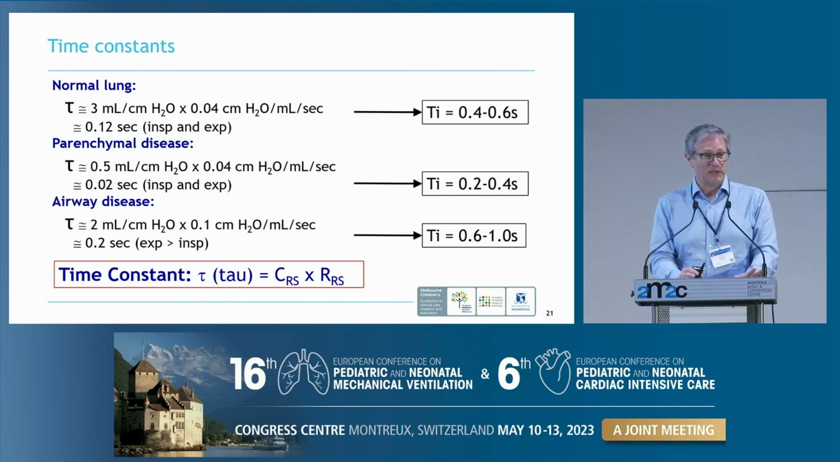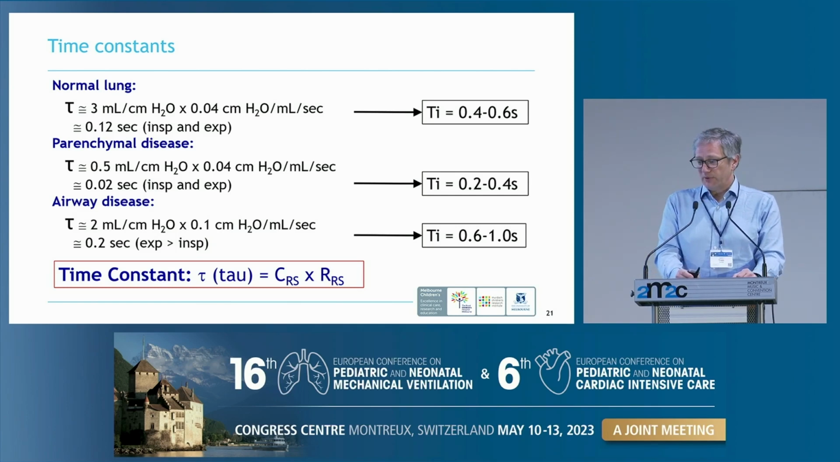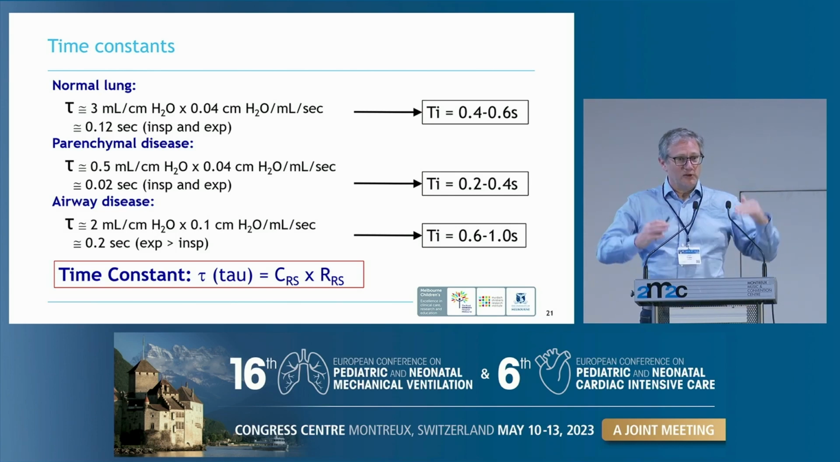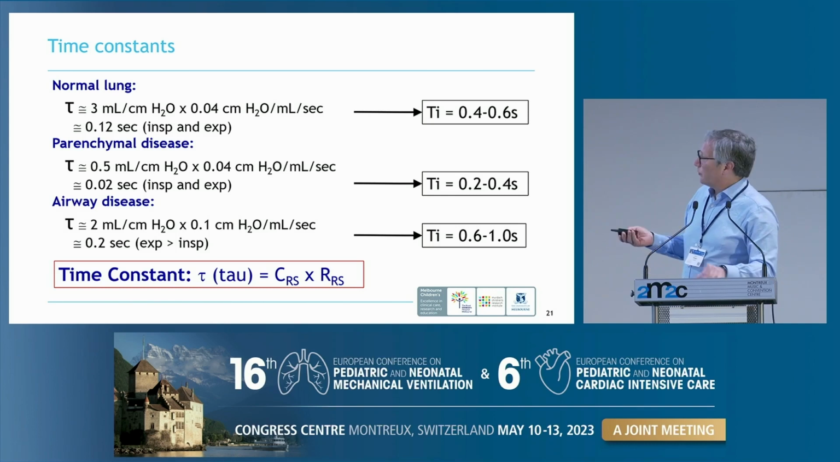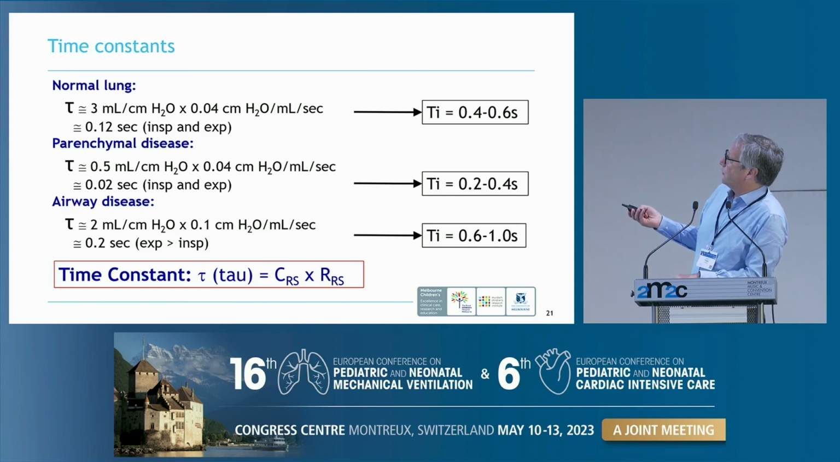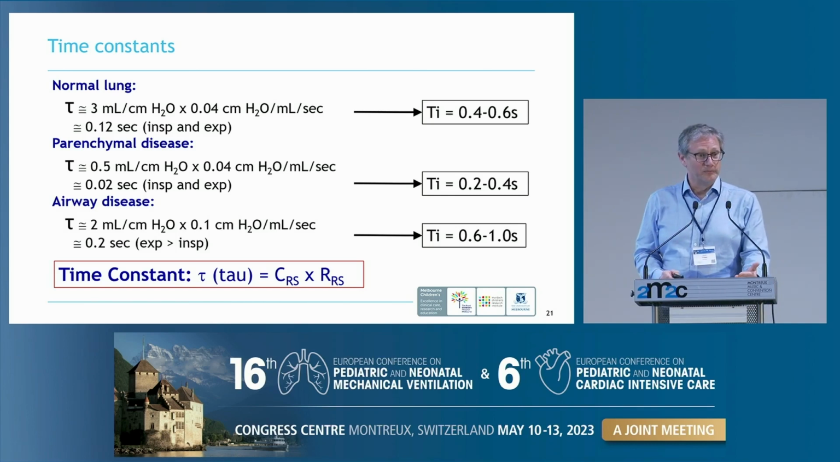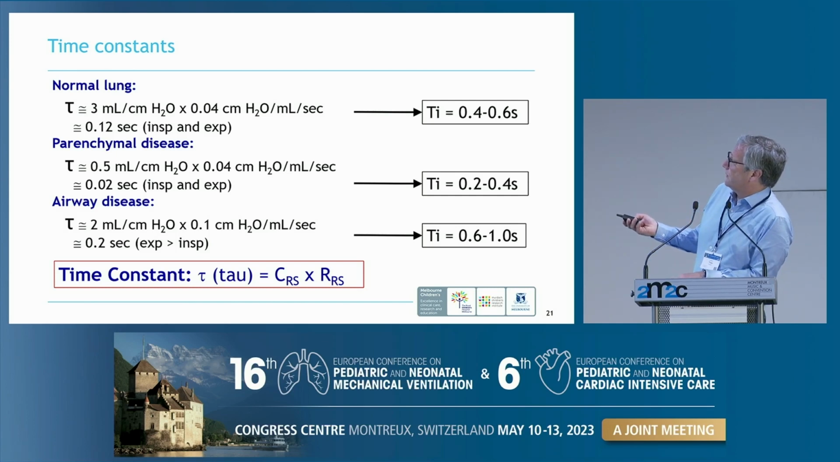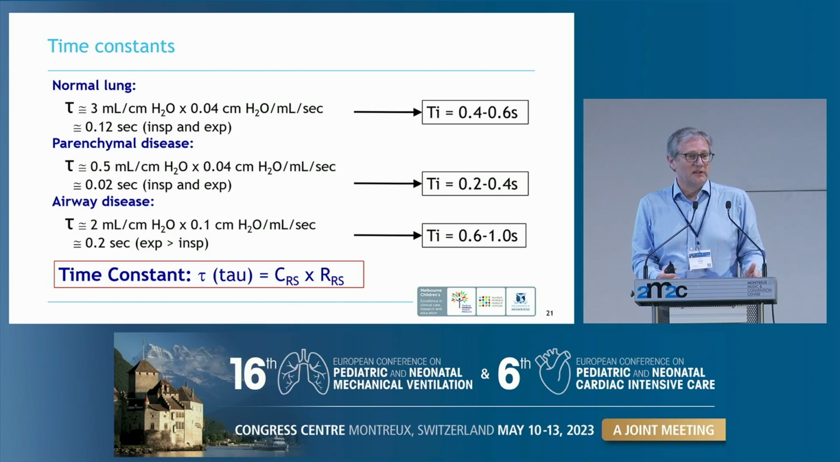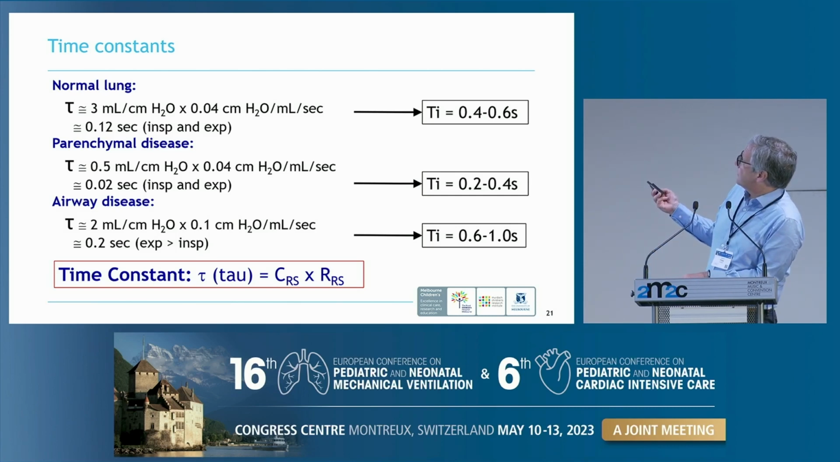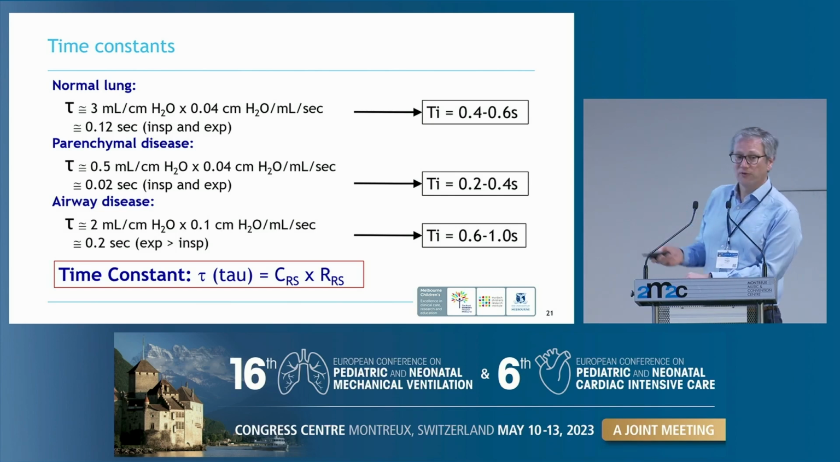Neonatologists are not clever people. So it's really easy to measure, normal compliance is about 1 mil per kilo per centimetre of water. One's about as far as we can go. So we've got here a 3 kilo baby with a compliance of 1. Resistance is pretty normal and will be low. So our time constant is about 0.12 of a second. We need to make sure our I time is at least 3 time constants and ideally 5 time constants. So now you can see that we need an I time of about 0.4 to 0.6 of a second.